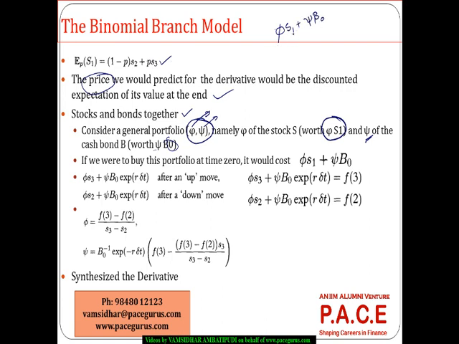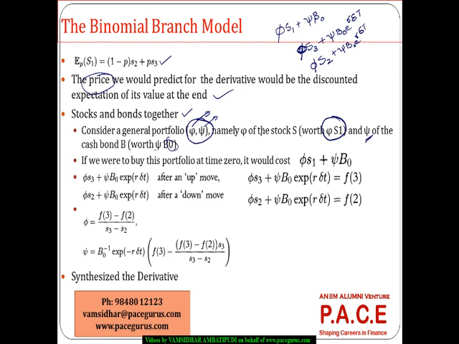Now imagine if the stock price goes up. So the same phi units of the share, the price will go to S3, and the psi units of the bond, the price will become B naught times e to the power of r delta t. So this would be the value when there is an up move, and when there is a down move, the stock price will go to S2. So the value will be phi S2 plus psi times B naught e to the power of r delta t.